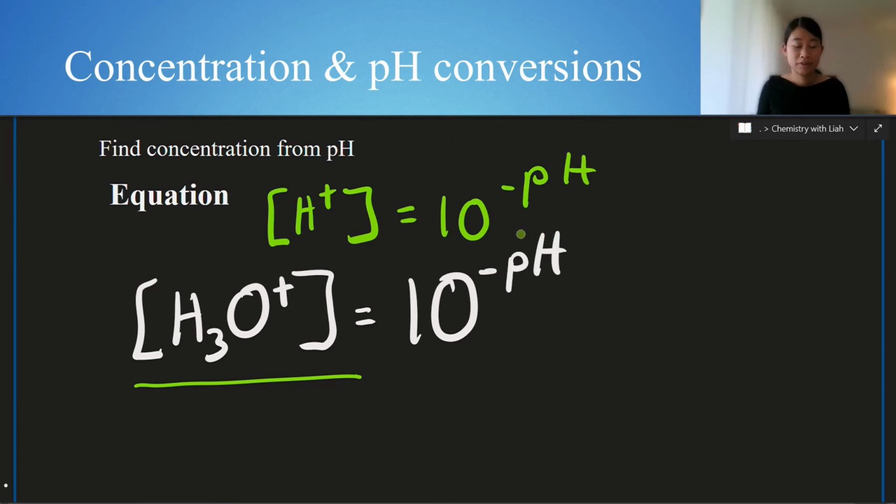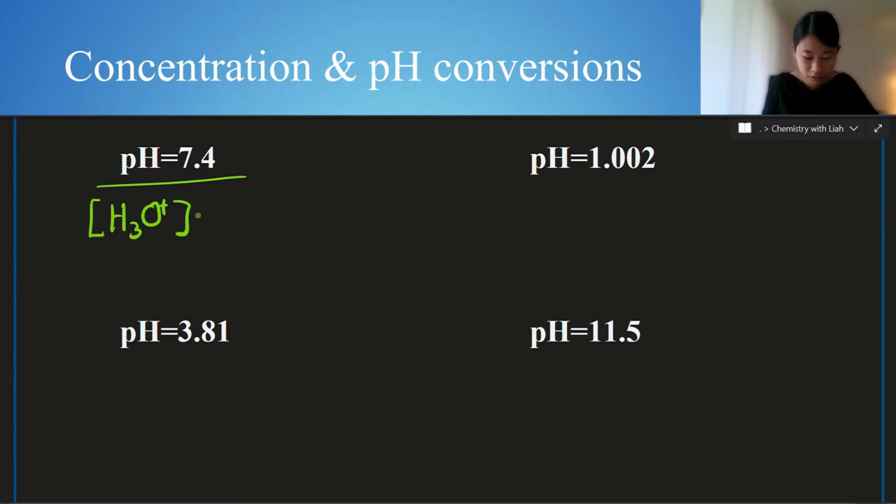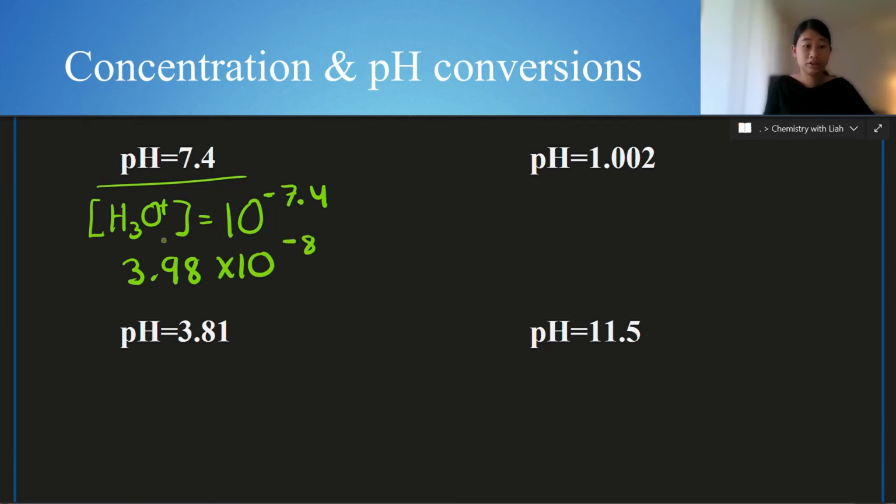They are both saying the same thing, okay? They are both trying to find the acidity concentration given a pH value. Alright, so in these examples, we want to find the concentration, given the pH values. So for this first one, we have a pH of 7.4. And so we know that the H3O+ concentration is going to be equal to 10 to the negative pH value. So that's going to be 10 to the negative 7.4. Doing this, you get 3.98 times 10 to the negative 8 as your concentration.